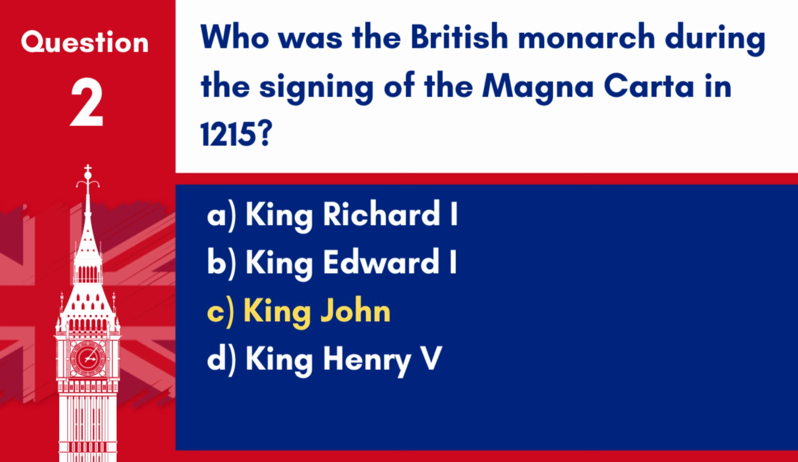Answer. C. King John. King John was the British monarch during the signing of the Magna Carta in 1215, a document that established the principle that everyone, including the king, was subject to the law.